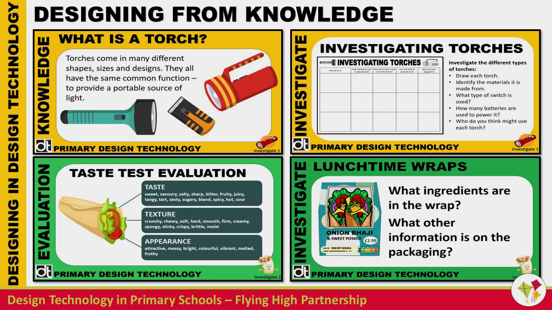When designing and making a healthy lunchtime wrap, children are first given the opportunity to taste and investigate some existing lunchtime wraps that can be bought at the local supermarket. This activity provides knowledge to the children about what a lunchtime wrap is and the types of ingredients that can be used in a wrap, as well as developing their taste vocabulary. This activity builds upon children's learning from Key Stage 1 about taste testing food.